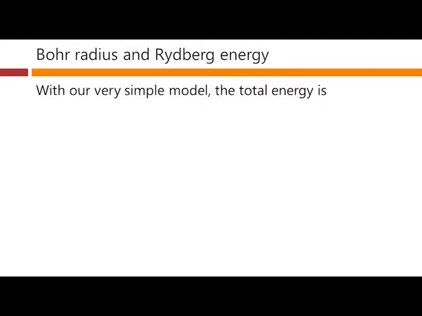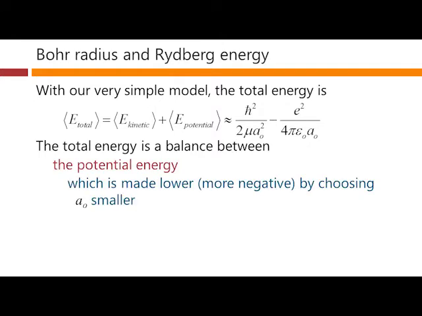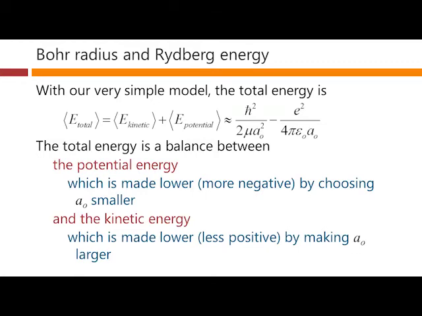So with our very simple model here, the total energy, the sum of the kinetic and potential energies, is: here's our kinetic and here's our potential energy, a negative number. And the total energy is a balance between the potential energy, which is made lower, that is more negative, by choosing a smaller Bohr radius, and the kinetic energy, which would get larger if we make the Bohr radius smaller. So in this expression, there's some optimum. If we squeezed it too much, we'd put the energy from the kinetic term up, and if we don't squeeze it enough, the potential energy won't be low enough. So a balance between these two.